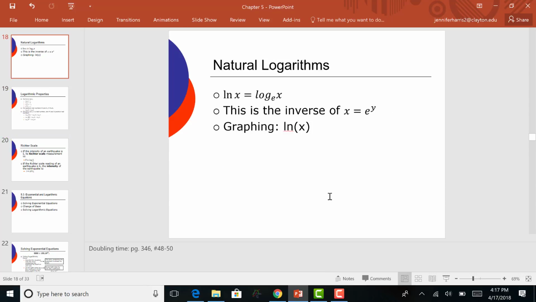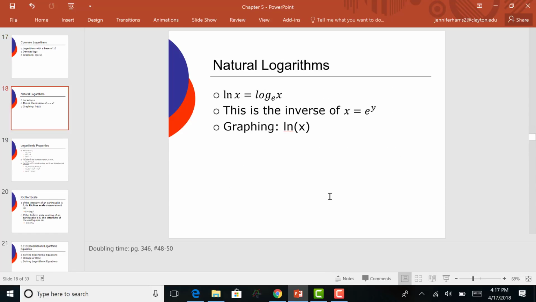But let me go back up to where we were, right here. So again, if you see an E, you have to turn it into this if they ask you for the inverse. We okay? All right, well, let's see what the graph looks like, just so you know what the graph looks like when it's a natural log as opposed to common log.